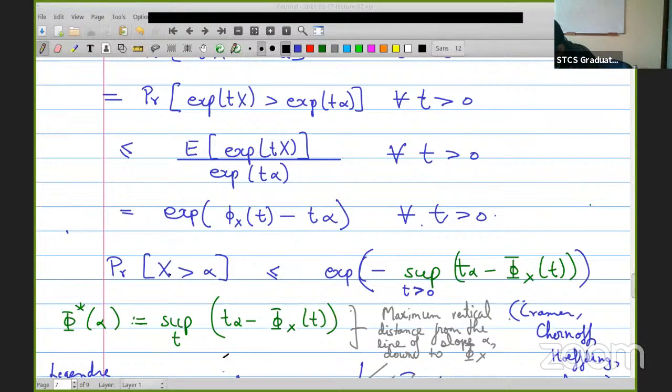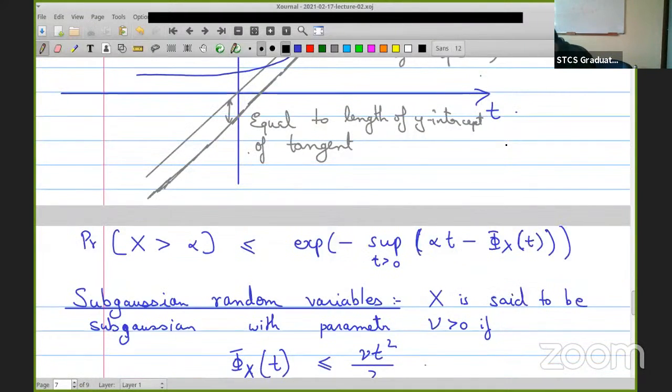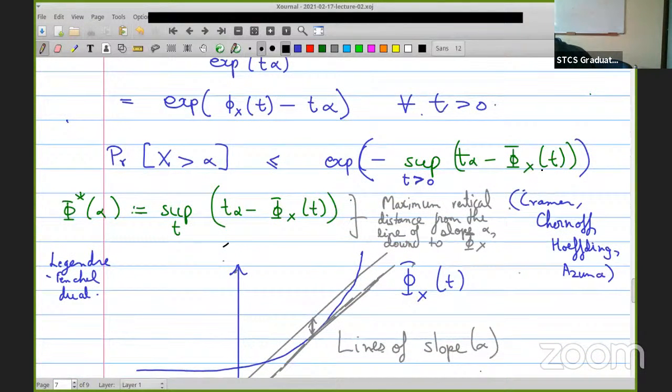We had this general bound. Due to Cramér-Chernoff, I think initially Cramér and Chernoff started using this kind of method. And of course, this looks a little bit like the Legendre dual, but it's not exactly the same. But it is similar. So then we started looking at, okay, what can these functions look like?